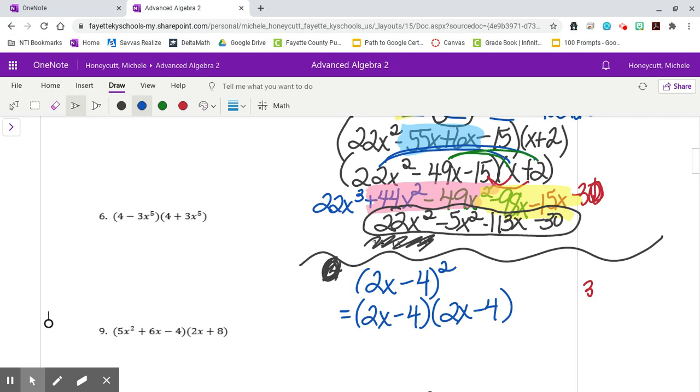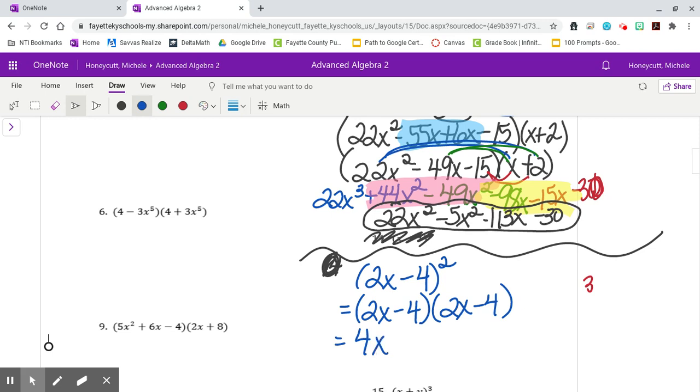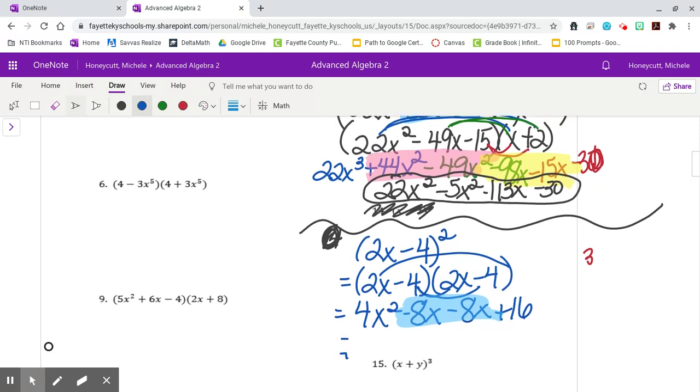So 2x times 2x is 4x squared. 2x times negative 4 is minus 8x. Negative 4 times 2x is minus another 8x. And negative 4 times negative 4 is plus 16. Then I'll look for any like terms to combine together, negative 8 and negative 8. And so my final answer is going to be 4x squared minus 16x plus 16.